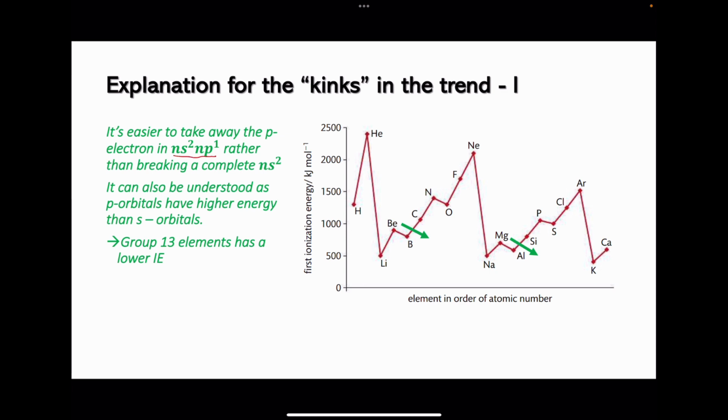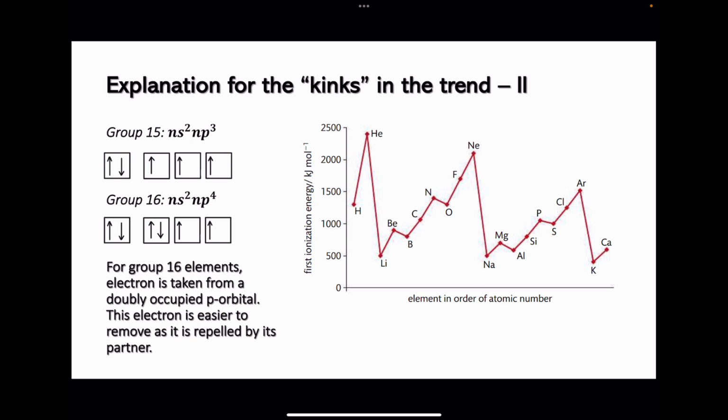rather than breaking the complete ns2. You can also understand it as p orbitals have higher energy than s orbitals. So as a result, group 13 elements have a lower ionization energy compared to group 12.